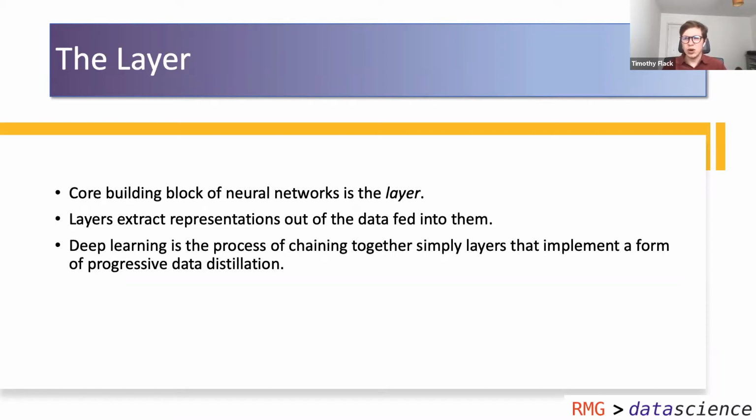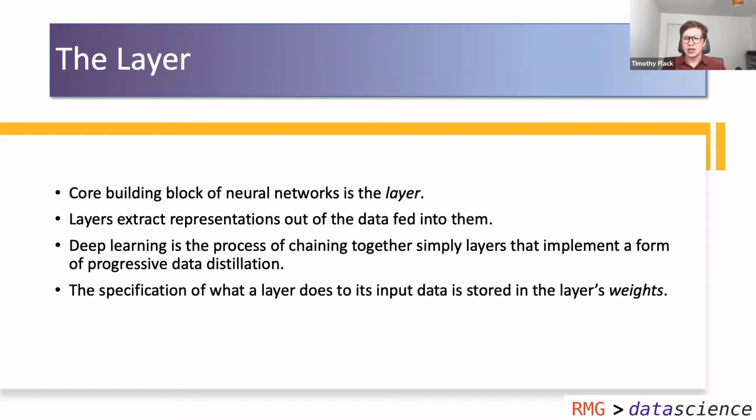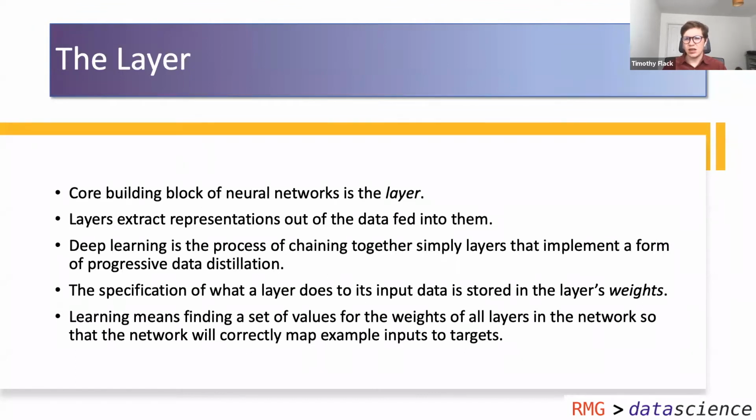You can think of a deep learning model as like a sieve for data processing. It's made of a succession of increasingly refined data filters, which we call the layers. The specification of what a layer does to the input data is stored in its weights. So the weights define exactly what transformation the layer is applying. In technical terms, we say that the transformation implemented by the layer is parameterized by its weights. So when we're talking about learning, what we mean is we're trying to find a set of values for the weights of all the layers in the network so that the network will correctly map example inputs to their targets or outputs.